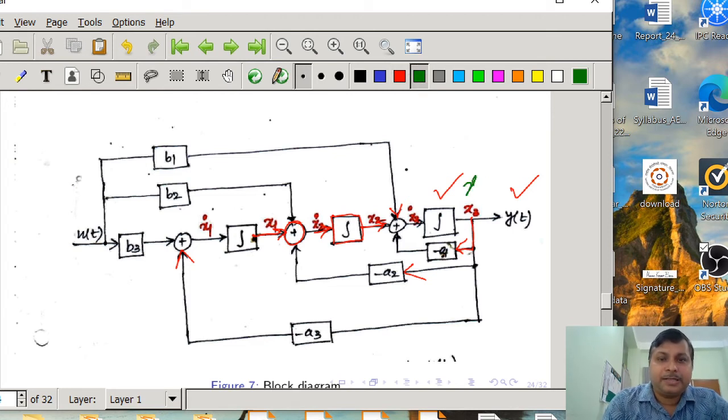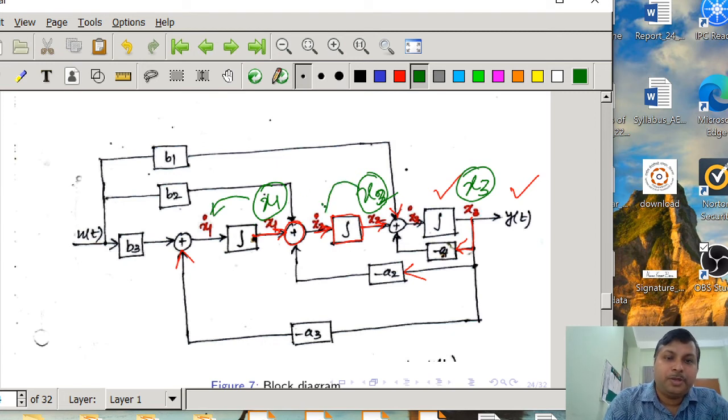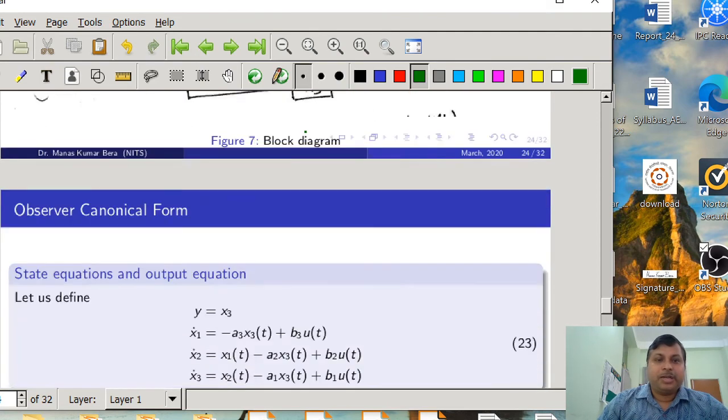Suppose this output of the integrator we have taken x3, and this output of the integrator we have taken x2, and this output of the integrator we have taken x1. So definitely it will be x1 dot, x2 dot, and x3 dot, and from here we will try to write the state equation and the output equation.